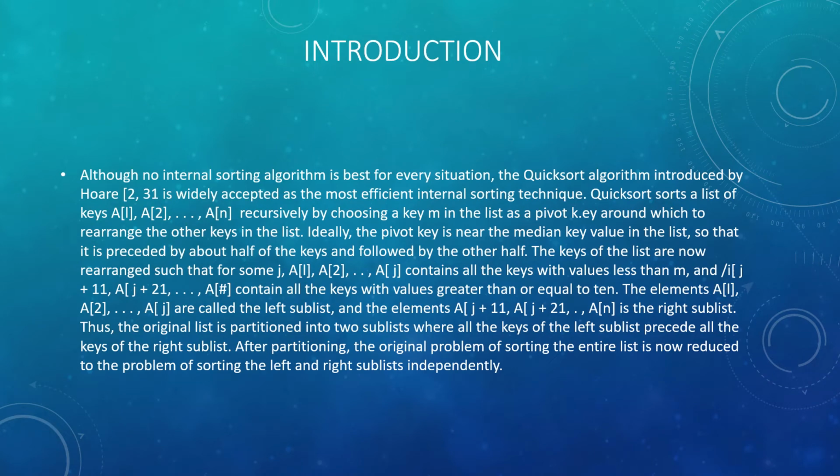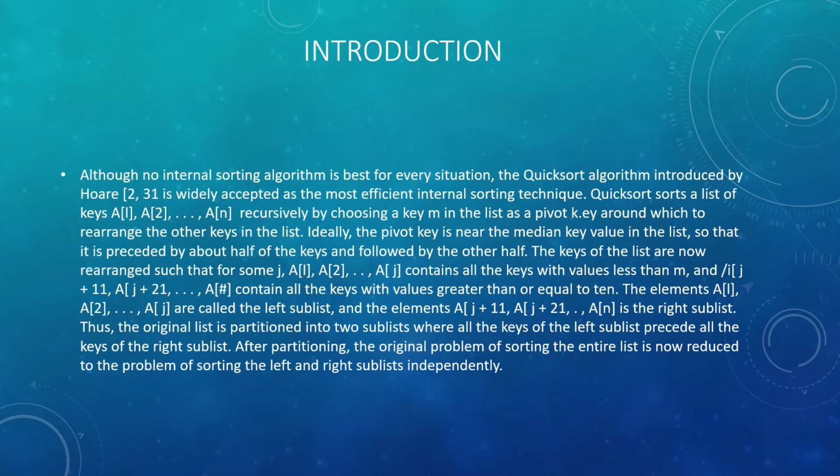First of all, introduction. Although there is no internal sorting algorithm that is best for every situation, the quicksort algorithm introduced by Hoare is widely accepted as the most efficient internal sorting technique. Quicksort sorts a list of keys A1, A2 up till AN recursively by choosing a key M in the list as a pivot key around which to rearrange the other keys in the list.